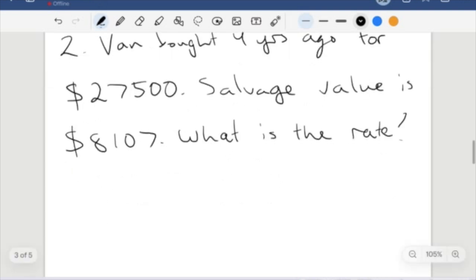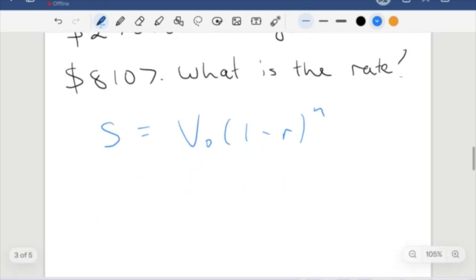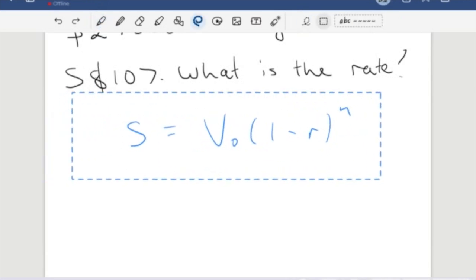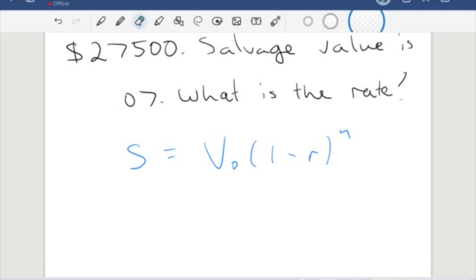So if I write out my formula again, really we're just writing the formula and substituting in the relevant bits. We have the salvage value equals the initial value times 1 minus r to the power of n. This is what we're working through every single time. So let's center this and put in all the relevant information. Okay, so, whoa, what happened here? Apologies.